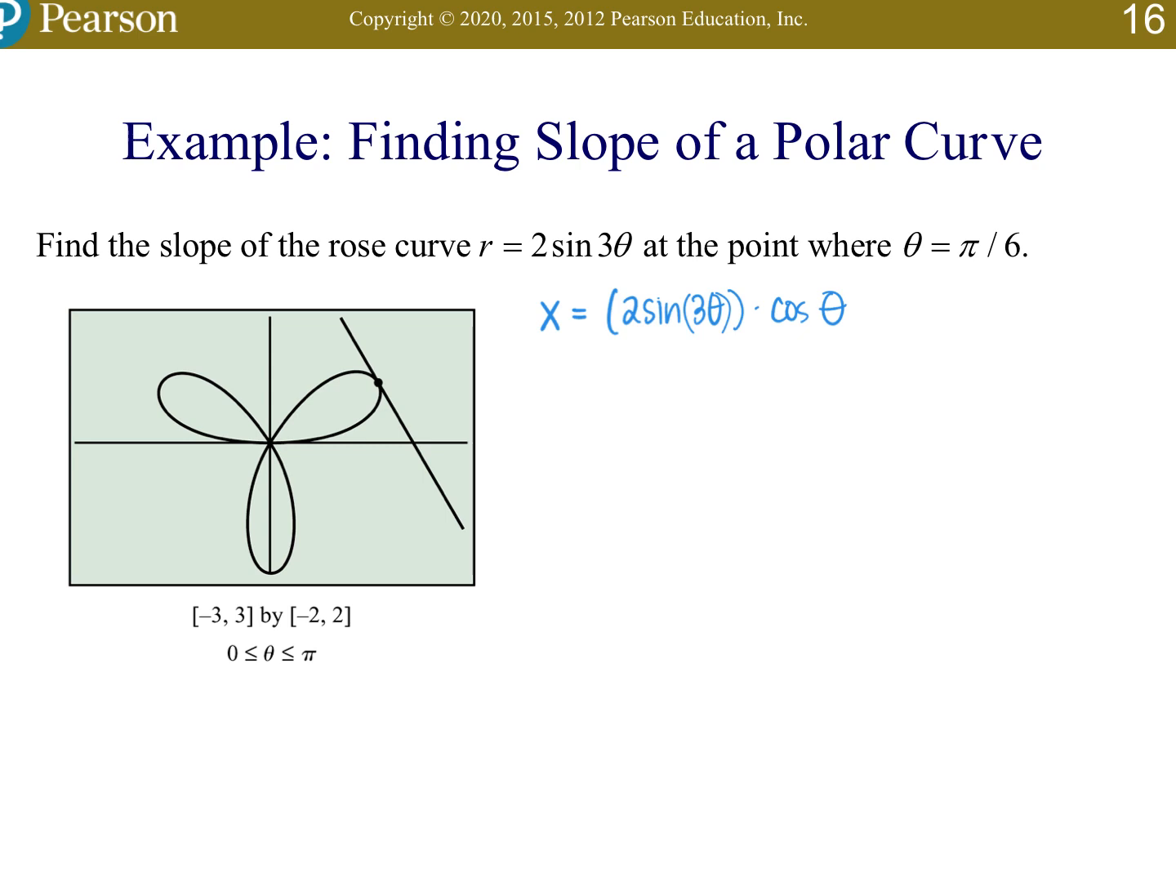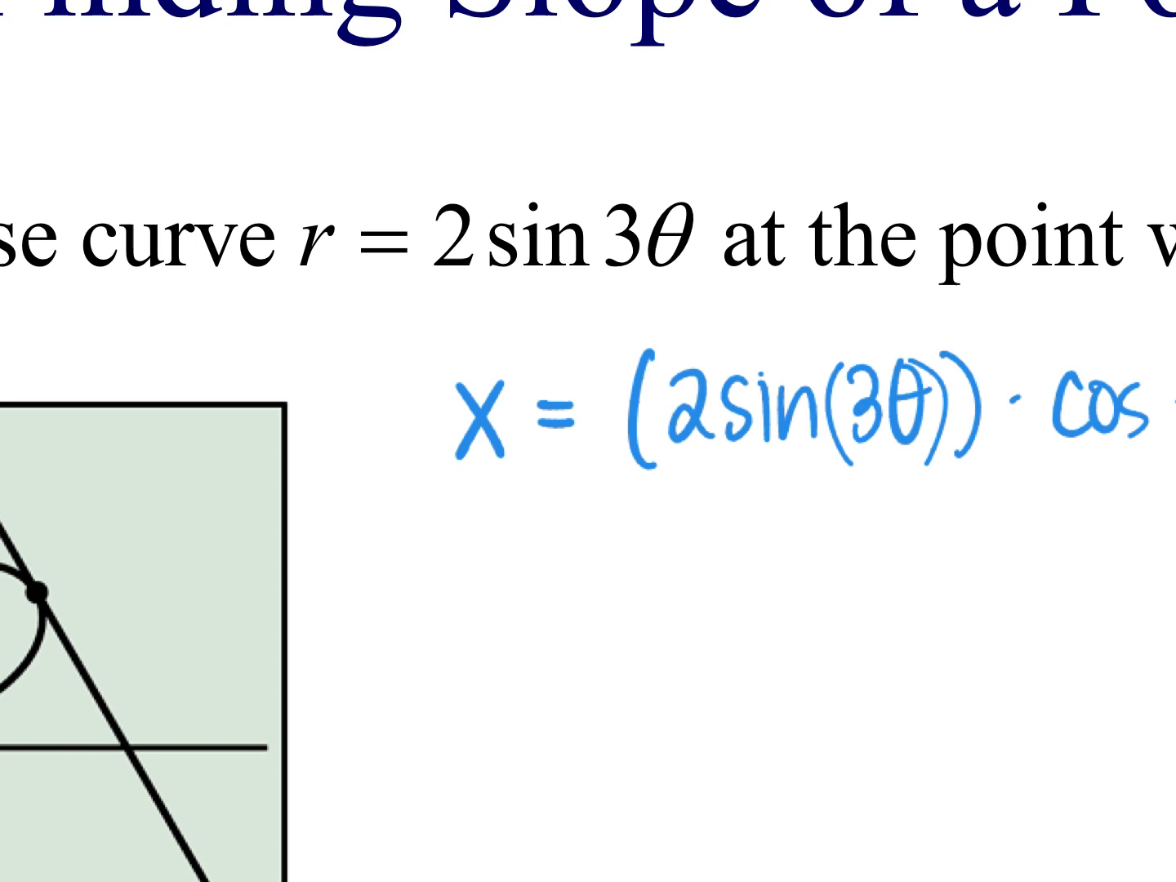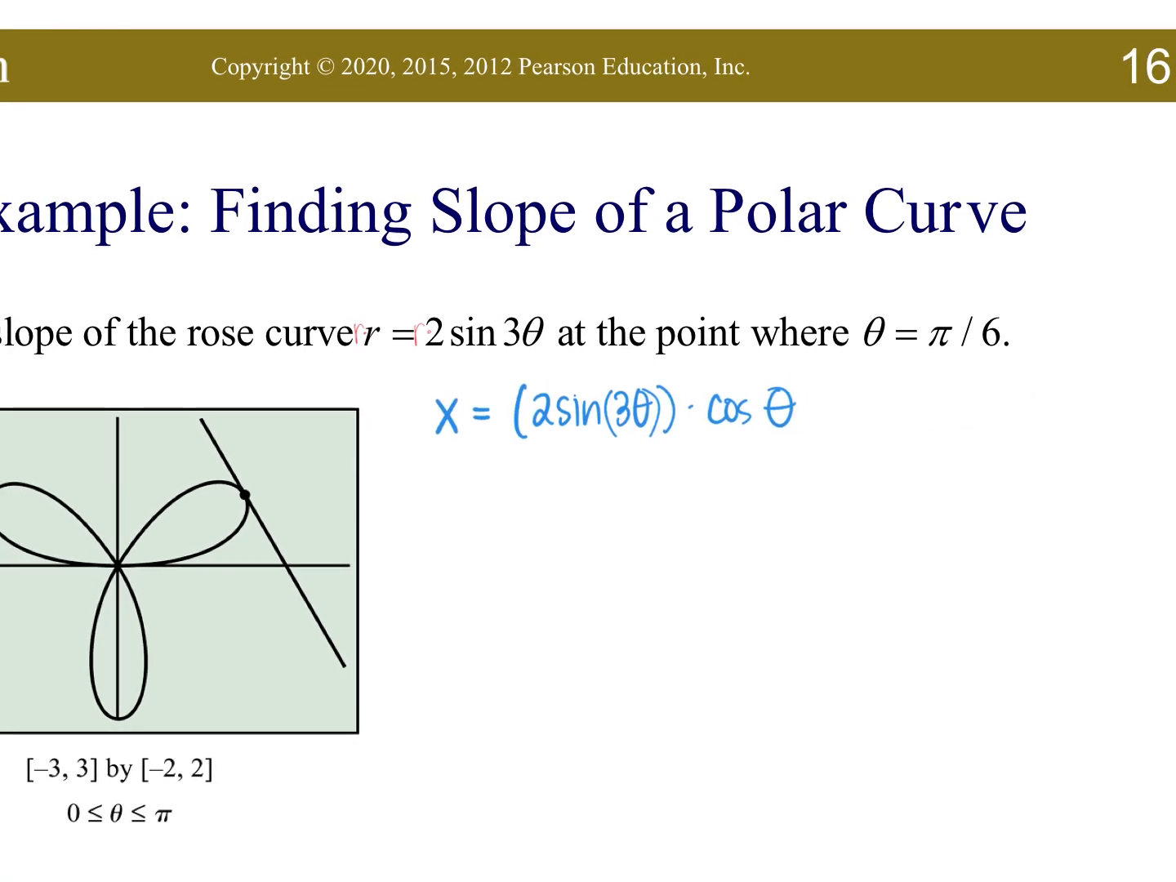Why am I not just multiplying by r like I did last time? Anybody have an idea? Because I have sine 3 theta. I don't have sine of plain theta. I need sine of plain theta, so that bars me from doing that strategy. So I have to create my x and my y. Okay, all right, Juliet, get me the y coordinate. 2 sine 3 theta times sine theta.